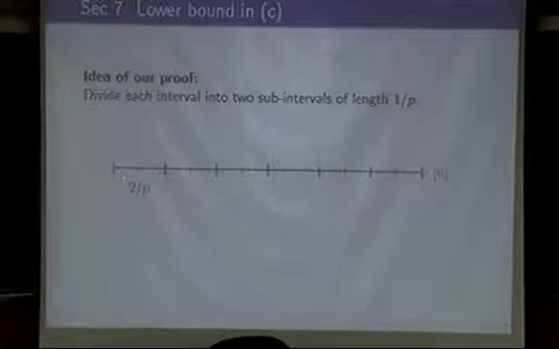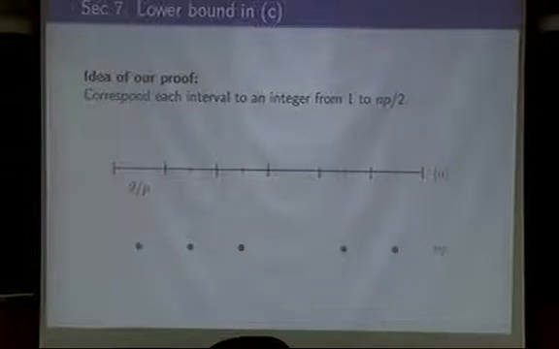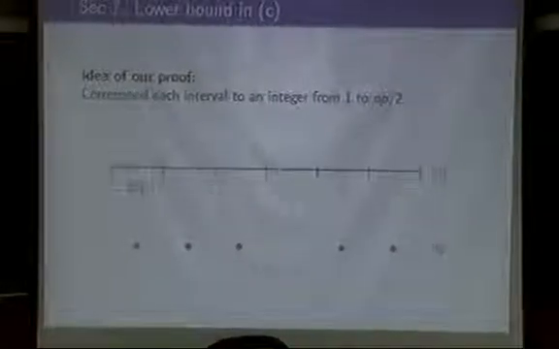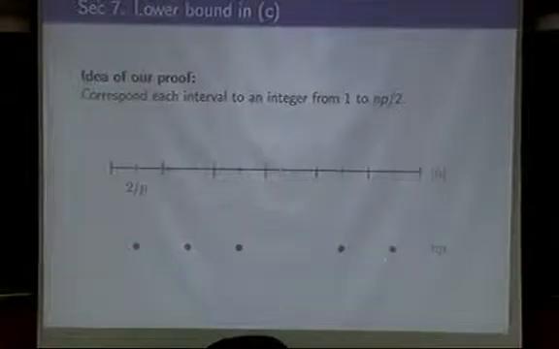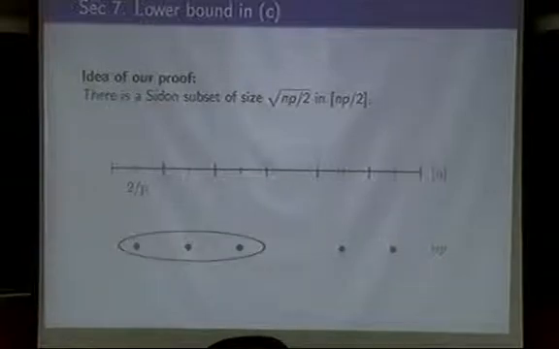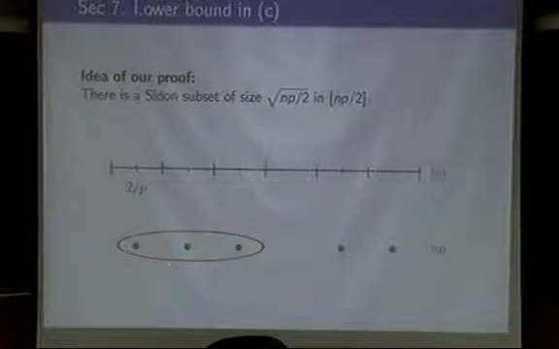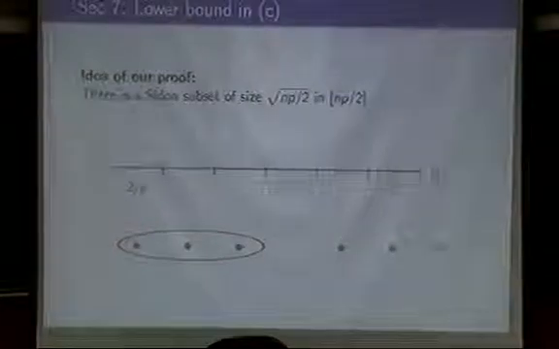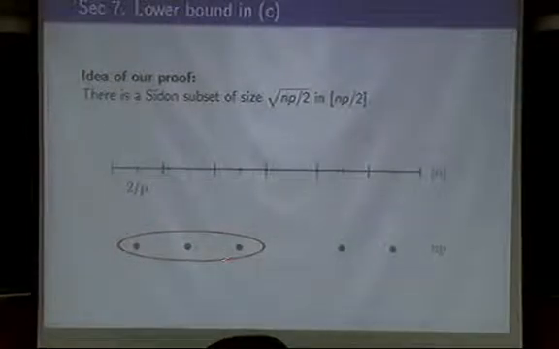So the size of this first half of each interval is 1 over p. Then we correspond each interval to an integer from 1 to np over 2. This is np over 2. Then, by the Chowla result in the 1940s, we know that these np over 2 integers contain a Sidon subset of size square root of np over 2.